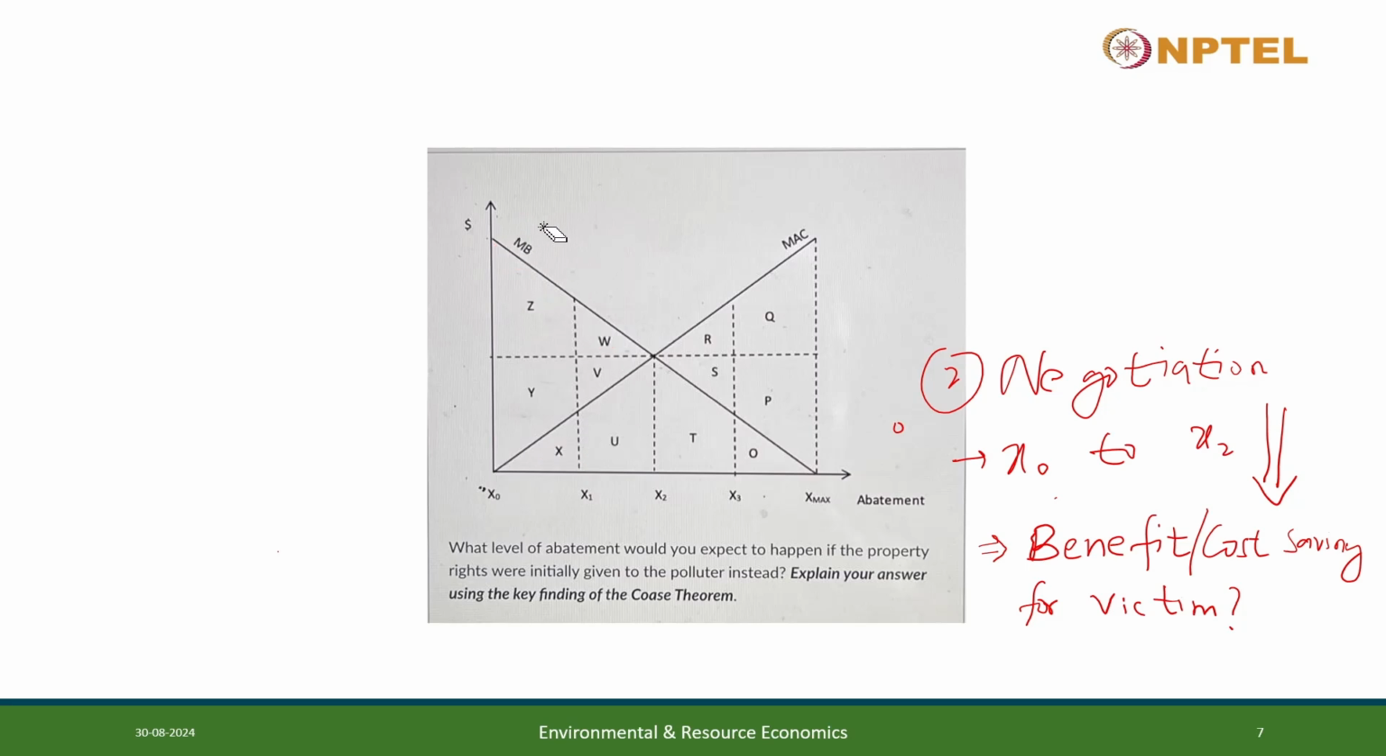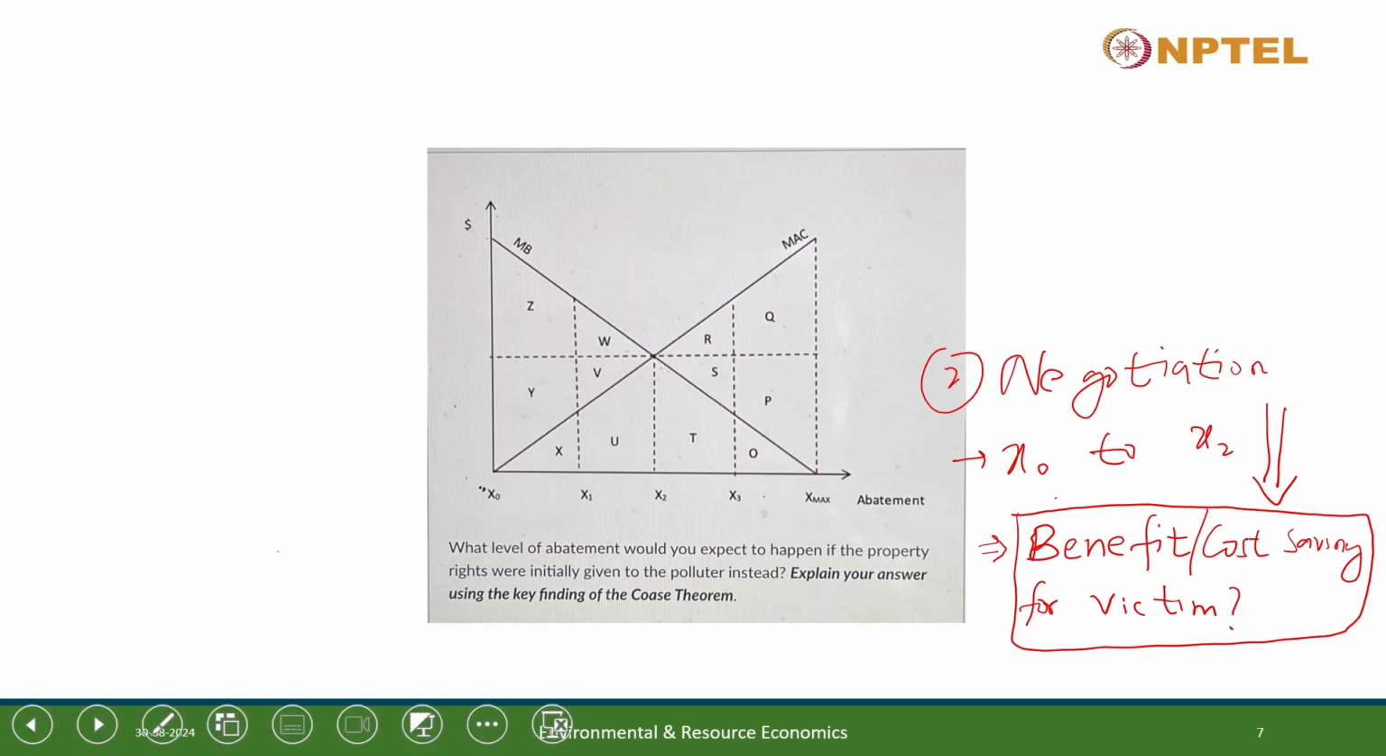Ma'am, Z or W? Z or W benefit for cost saving for the victim. Z or W will be the wrong answer. You can try one more time. The property right, Y V. No. Here the property right is given to the polluter.